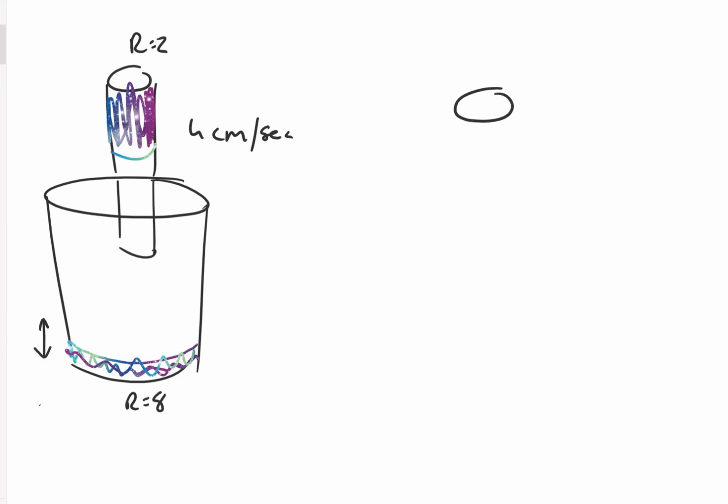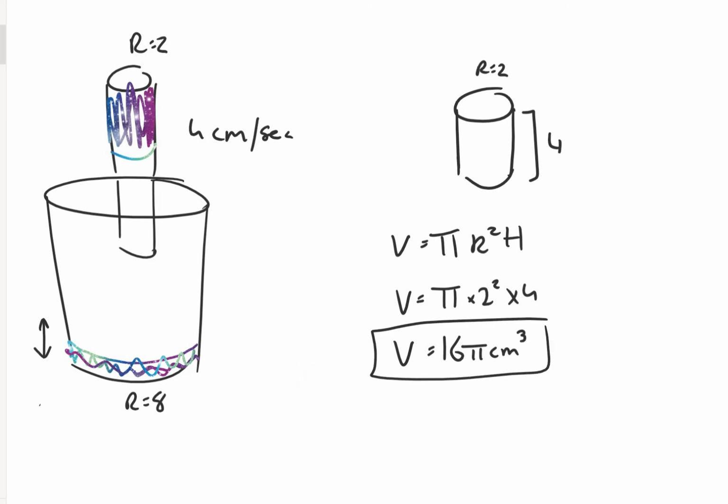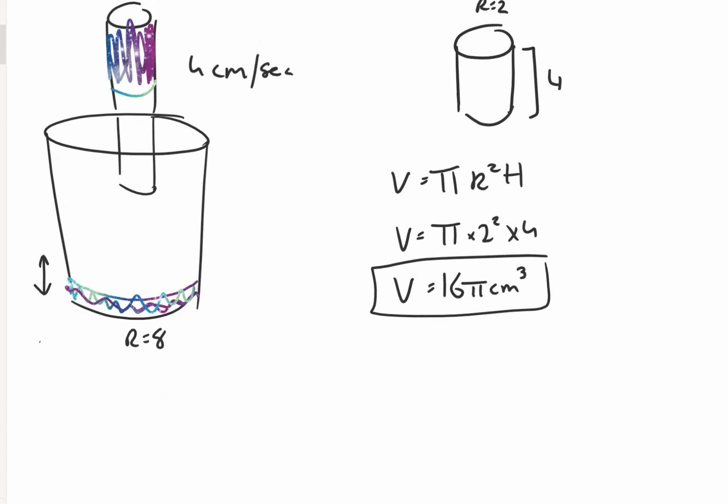That's the easiest one. So in 1 second, in the smaller one, I want to find the volume of water. Okay, so this here is 4, the radius is 2. So that much water passes through the small one after 1 second. And get the volume of water then. So pi r squared h, volume equals pi multiplied by 2 squared multiplied by 4, volume equals 16 pi centimetres cubed, and I'll leave it at pi.